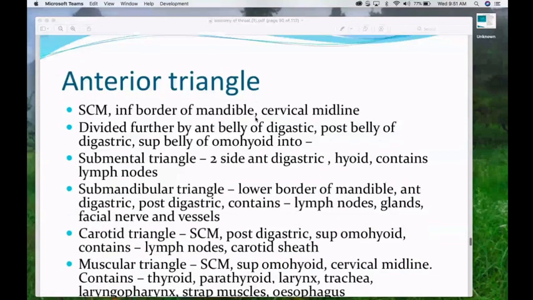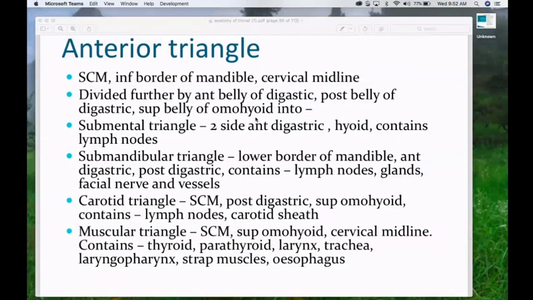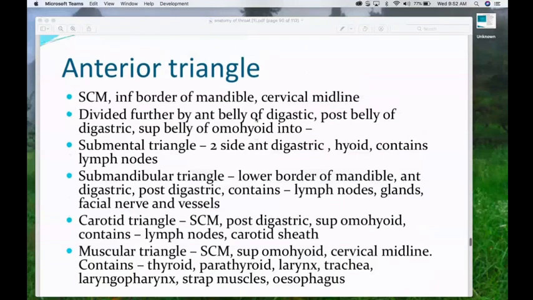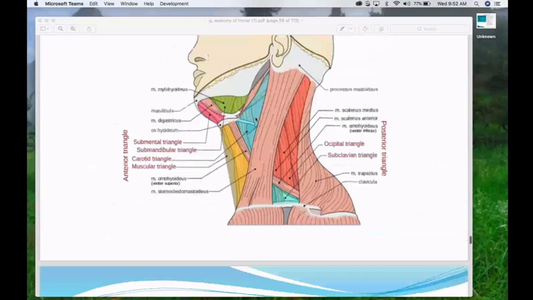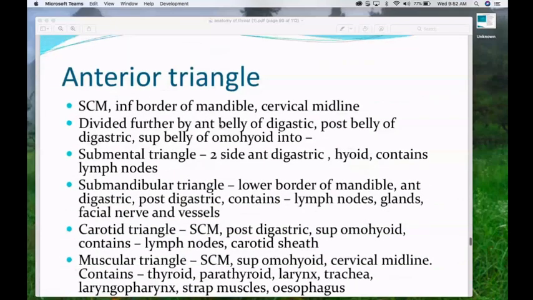So first we talk about the submental triangle. Okay. It is present between the two sides of the anterior digastric and the hyoid, and contains lymph nodes.